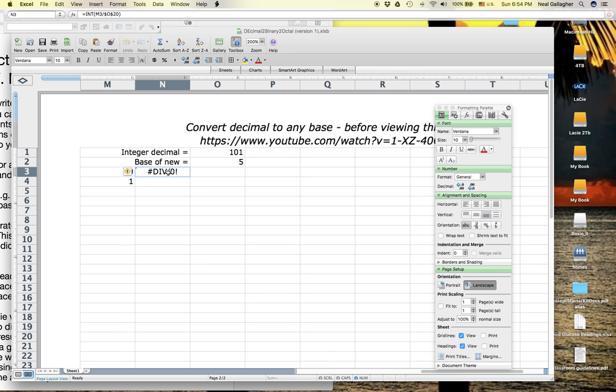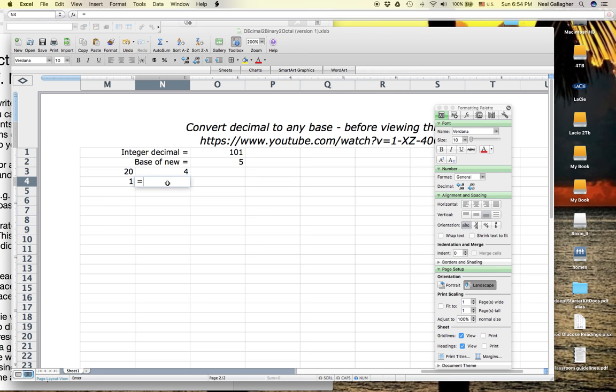Now, what? Oh, it's still not doing something right. Oh, I got 20 instead of 2. So let me get rid of that 0 there. There. So now I'm taking 20 divided by 5, which is 4. And I know that the remainder of that is going to be 0.